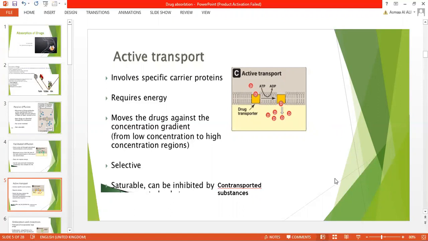So energy-dependent active transport is driven by the hydrolysis of adenosine triphosphate, which is capable of moving drug against the gradient. That's why it is capable of moving drug from the low concentration to the high concentration. And here we have an energy source, the hydrolysis of adenosine triphosphate. Such a carrier can be inhibited by a co-transported substance.